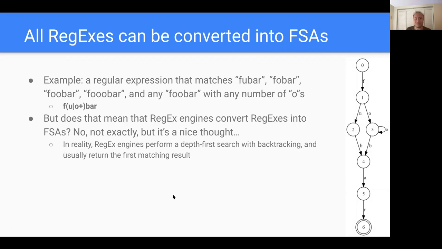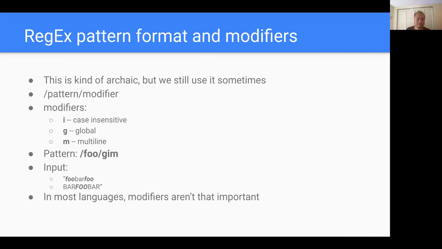So how does a RegEx engine work? It doesn't actually do that, which I'm surprised by. But it actually does a depth first search and does this backtracking, where if the string starts failing the pattern, then it rewinds and tries another part of the pattern, and so on.